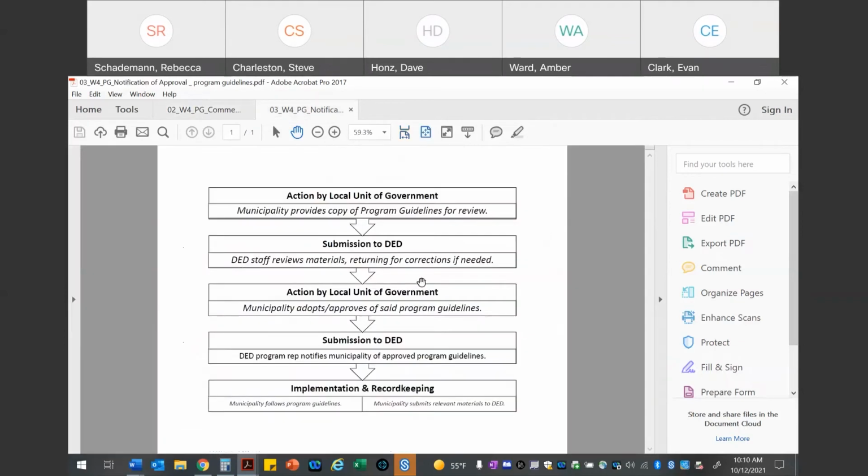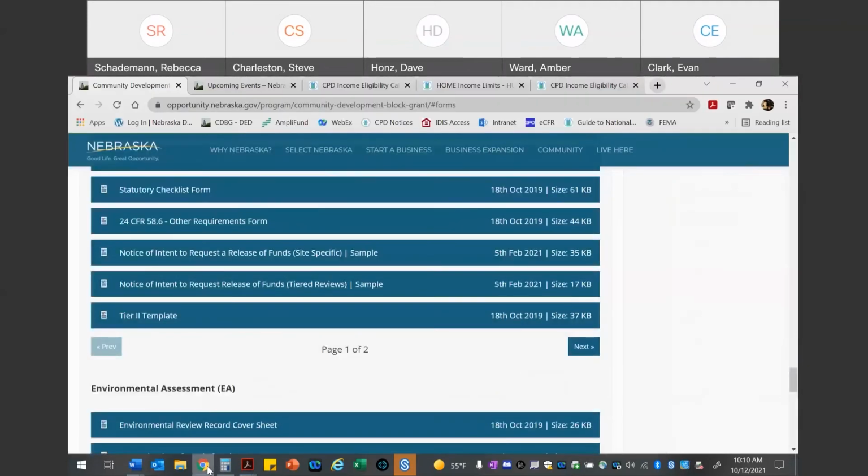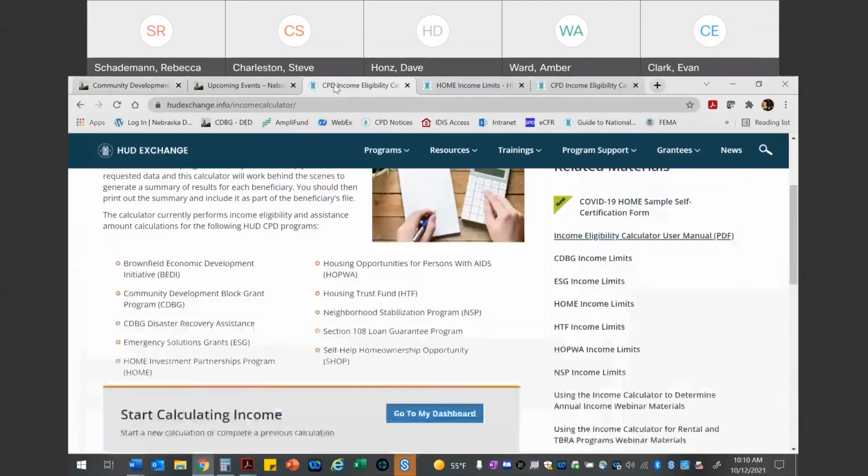And then 03 is the action by local unit of government. This is kind of a nice visual for that second to last slide that I think Dave Hans went over during his presentation. We referenced for the owner-occupied rehab program, we talked about income limits.